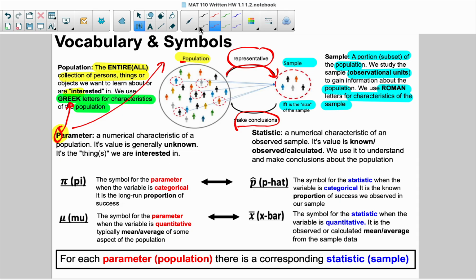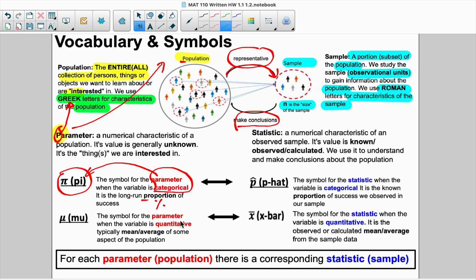We're going to focus on just a few numerical characteristics in this class. There are many more, but we're going to start with what we call a categorical characteristic. And we call that pi. Okay, pi starts with P, and it represents the proportion or the percent of the population. Okay, that will be used when you're reading a word problem. If you see the word proportion or percent or long run proportion, we're talking about pi or P. They all start with P.